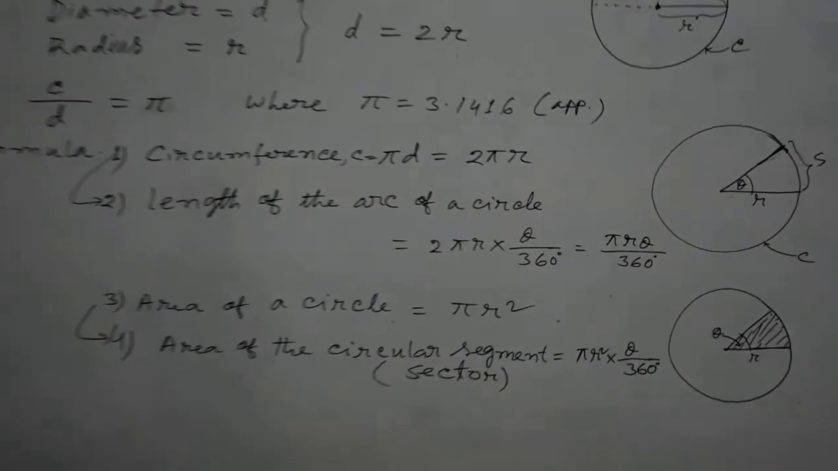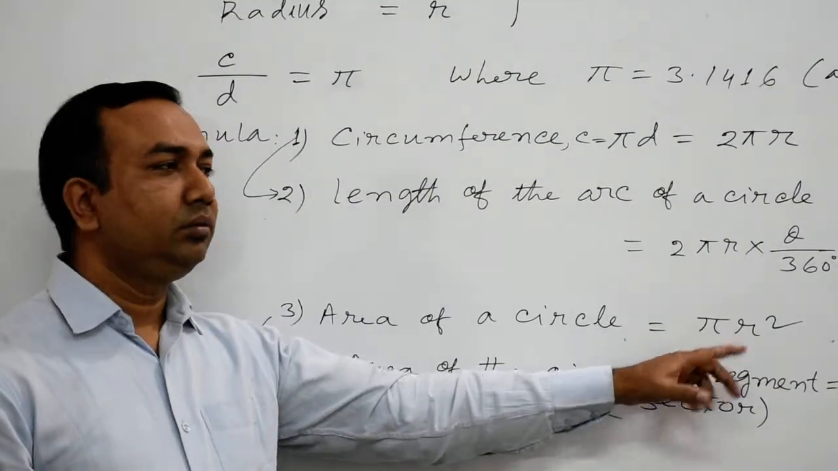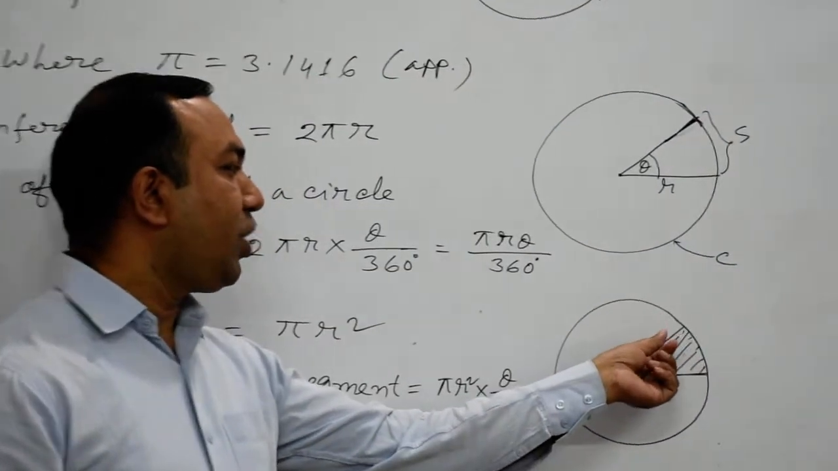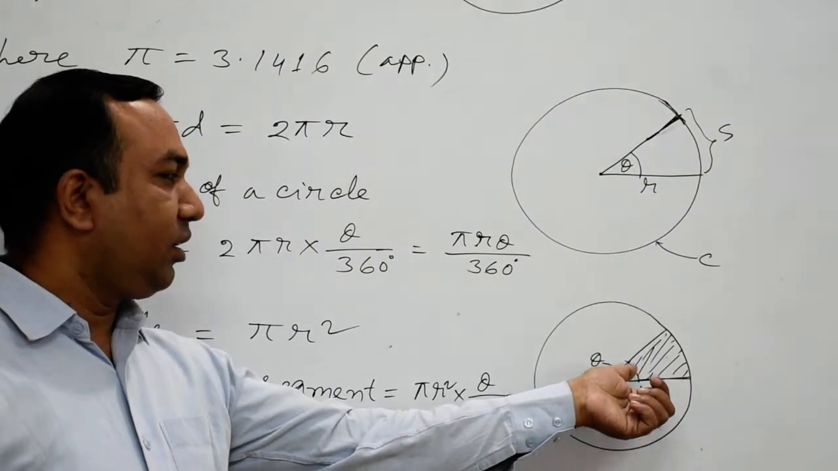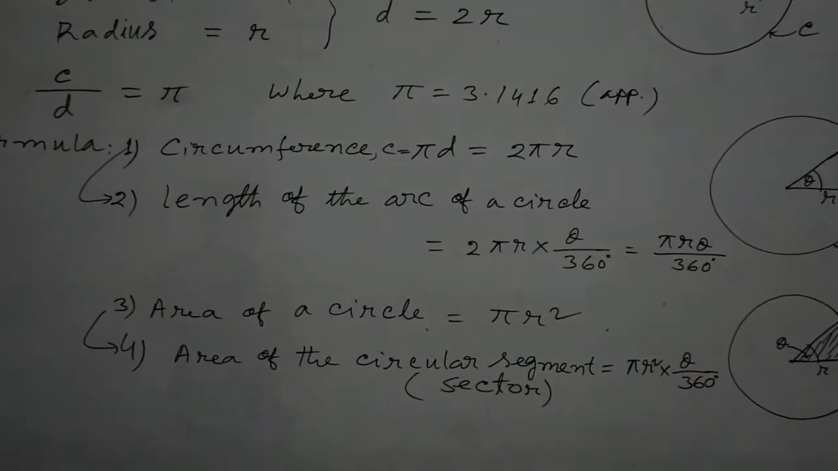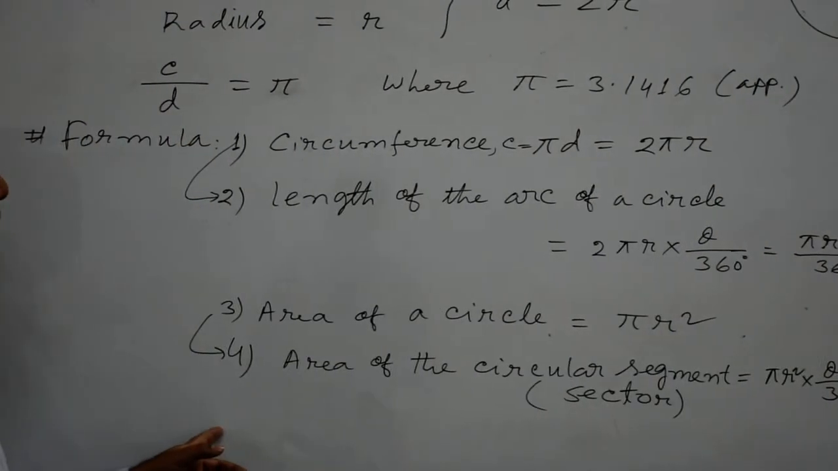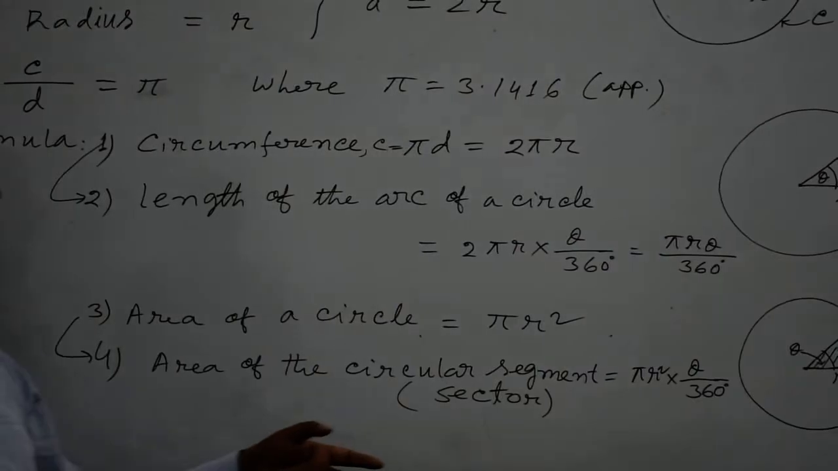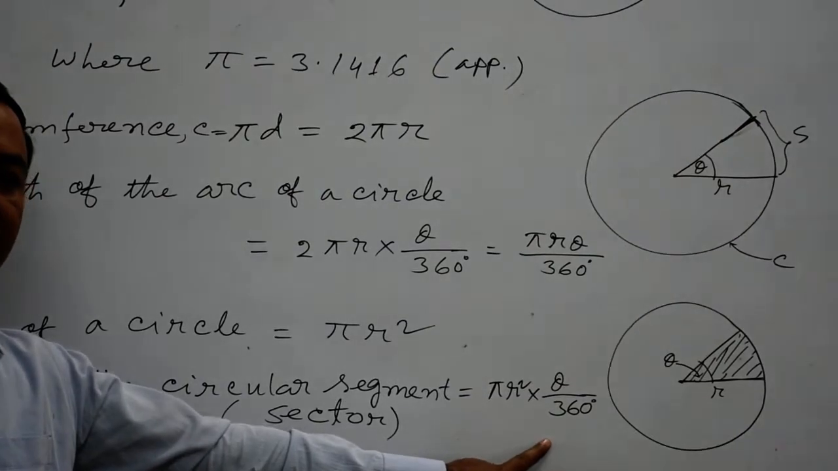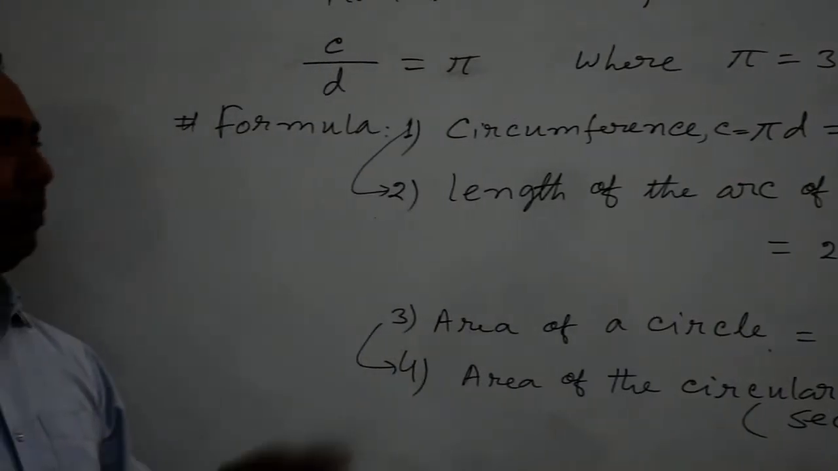Again, you have already learned the area of the circle, the formula is pi r square. The new thing is, when you slice the circle like a pizza, one slice like this is called the circular segment, or in some cases a sector. So what is the formula for the area of the circular segment or sector? That is pi r square into theta by 360. These are all the basic discussion and formulas related to this topic.